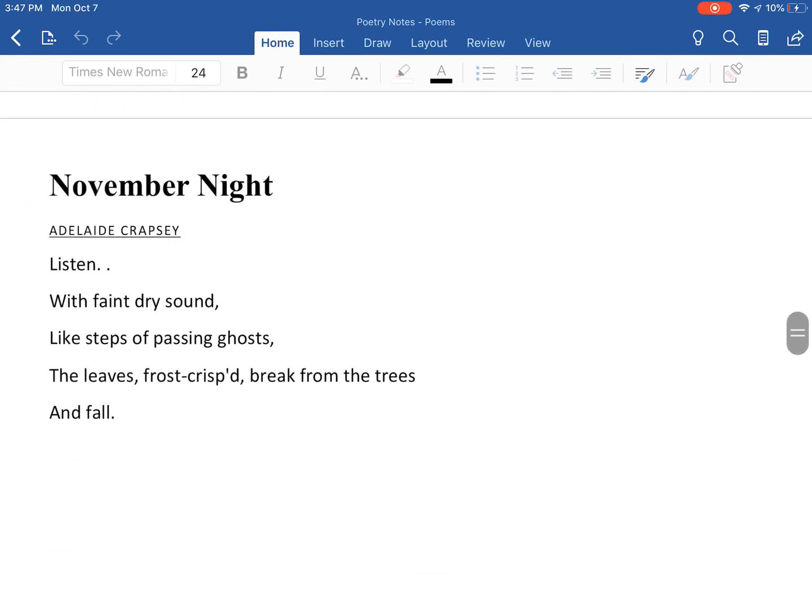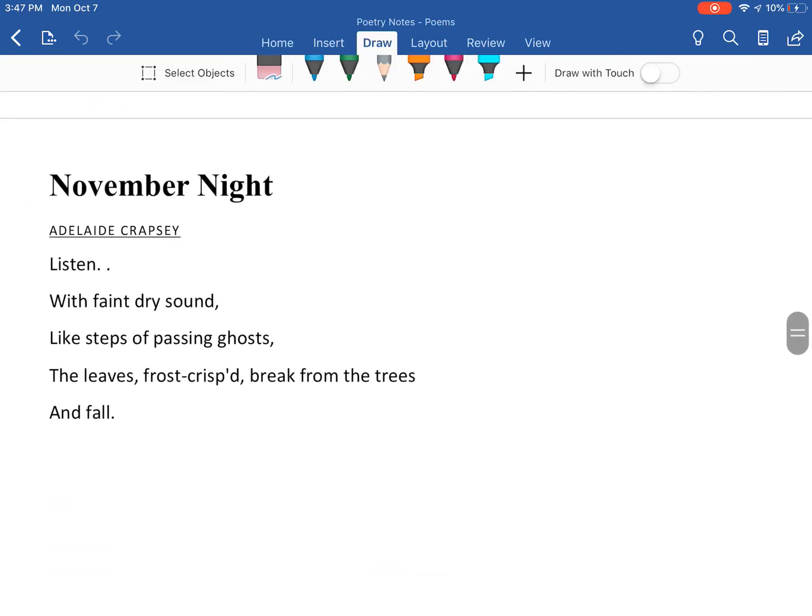Let's go down to November Night by Adelaide Crapsey. That's an unfortunate last name, but hey, it is what it is. And let's pick out some of the different examples of imagery. So it says, "Listen with faint dry sound, like steps of passing ghosts, the leaves, frost-crisped, break from the trees and fall."